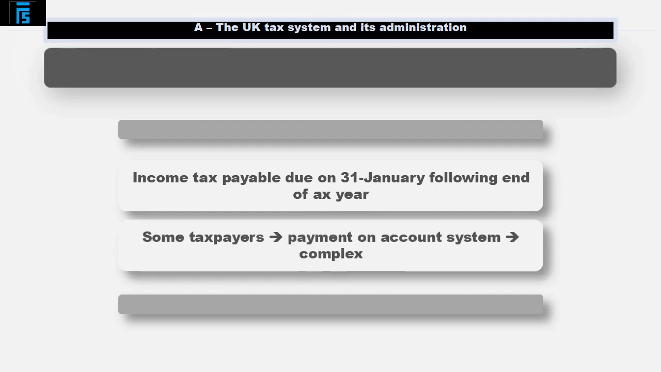Some taxpayers may also fall within a payment on account system, whereby some tax may already have been paid on account of tax due for the year. This payment on account system is relatively complex and there are a number of variations to the general rules which we need to look at.